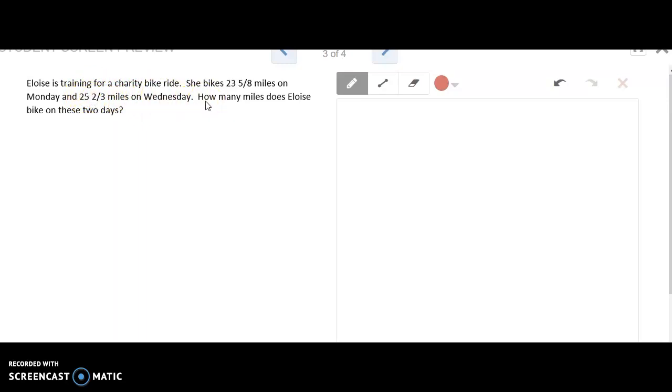Here's another important part of this problem. How many miles does Eloise bike on these 2 days? So it's asking us to find out how much altogether she biked on Monday and on Wednesday. So I've got to decide what operation I'm going to use to solve this problem. Okay, so if it's all together, I know that that translates to addition. So now I need to write an expression that is an addition problem.